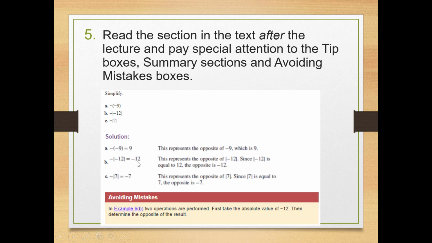People often make the mistake. There are two operations performed. You want to take the absolute value of negative 12, which is 12, and then determine the opposite of it. So it will highlight things that people typically miss. Pay attention to those kinds of things.